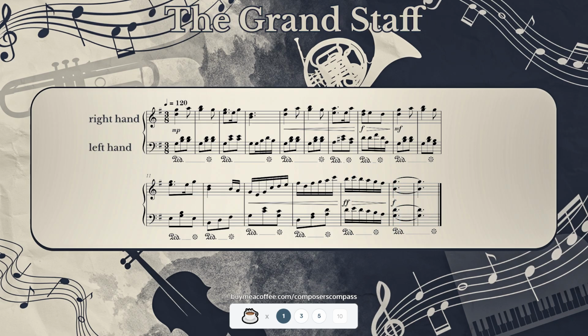I composed two pieces to demonstrate how to create piano music. First, let's take a look at the sheet music. As you can see, there are two clefs, treble and bass, and the two staves are connected with a brace. This is called the grand staff. Piano music is typically written using a grand staff. The upper staff is played by the right hand and the lower by the left.